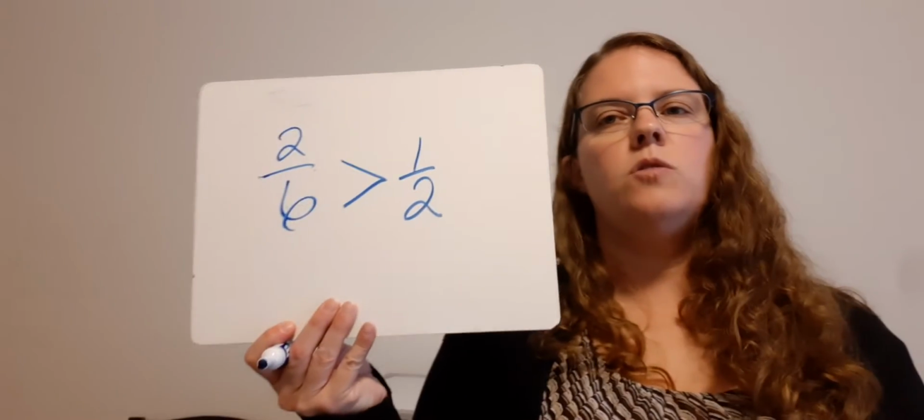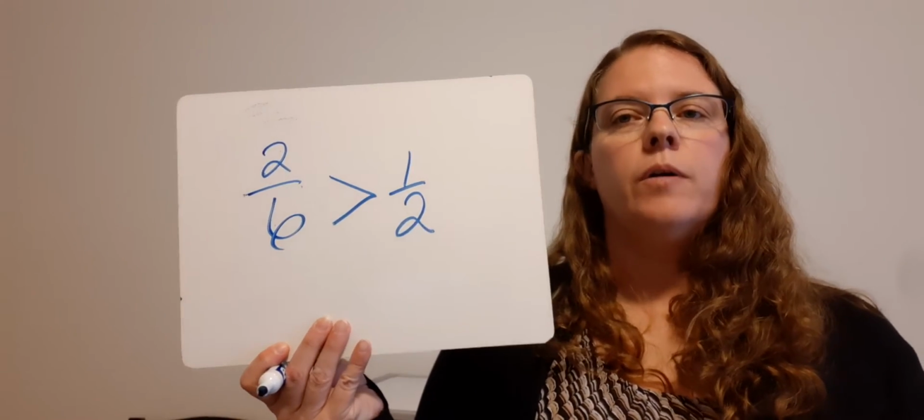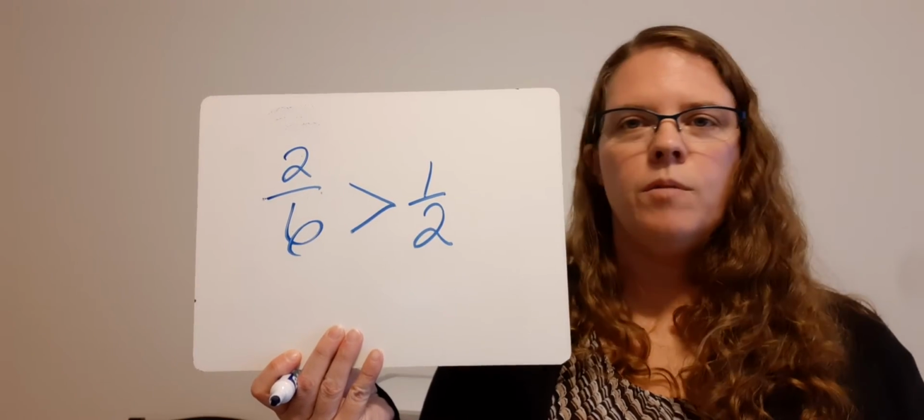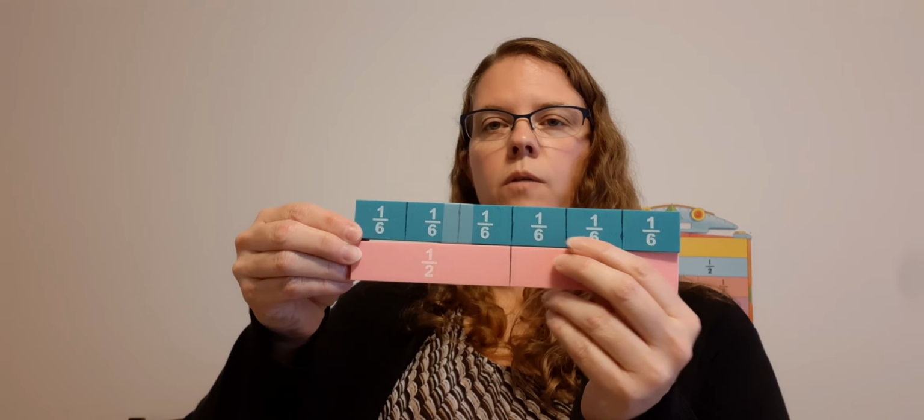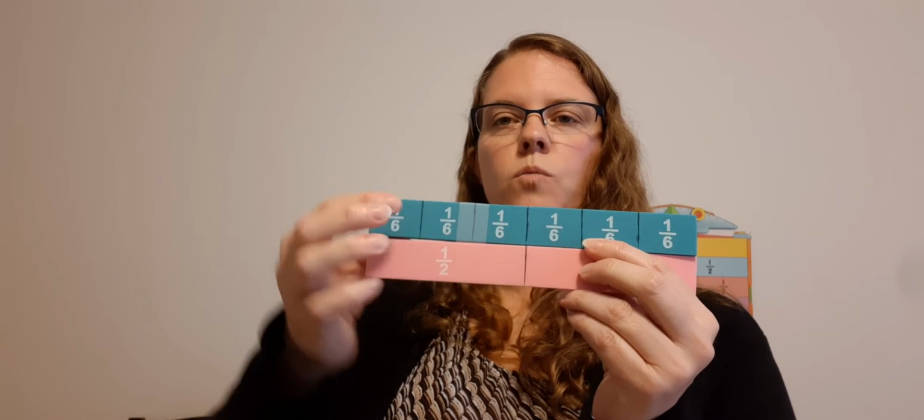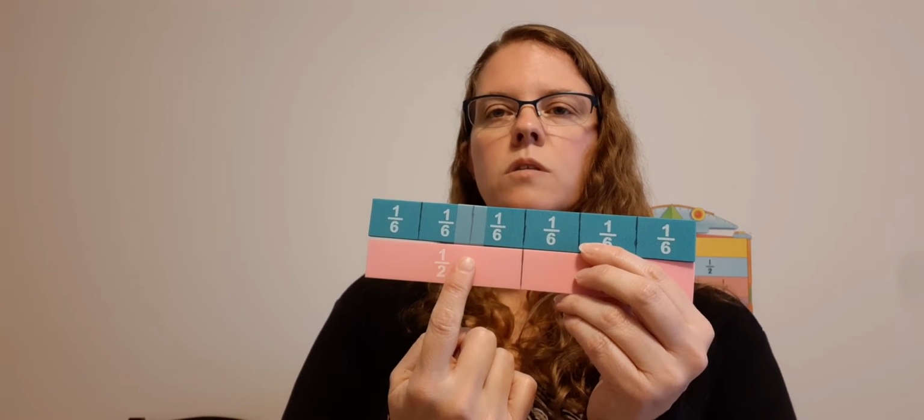All right, and the last one is 2/6. Can I say 2/6 is greater than 1/2? Numerators the same. Denominators, need our fraction strips again. All right, so I need halves and I need 6. Okay. Make sure they're lined up and they're even on the side. All right, we know where 1/2 is. Let's find 2/6. 1, 2. Can I say 2/6 is greater than 1/2? No. Okay, so don't color in F.